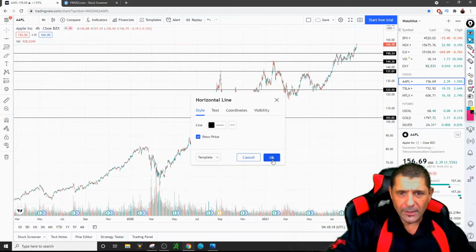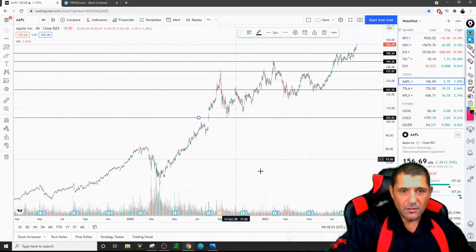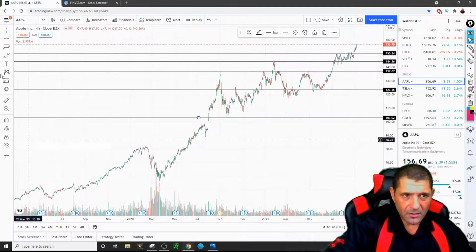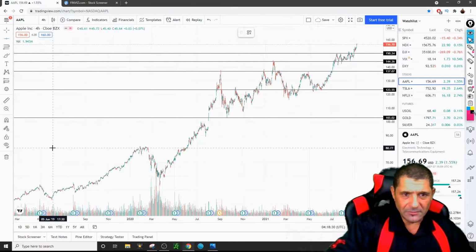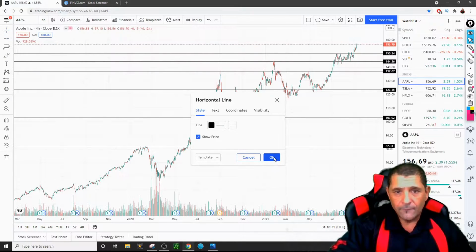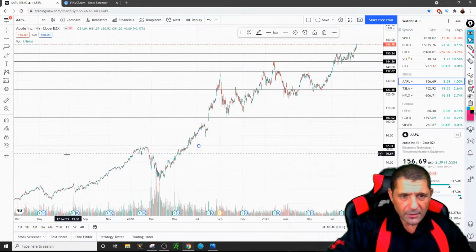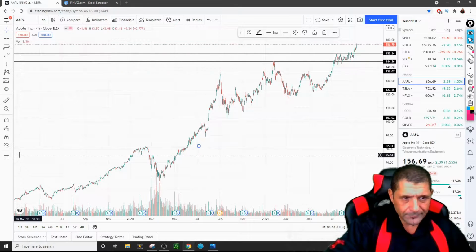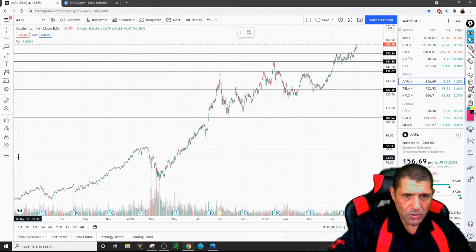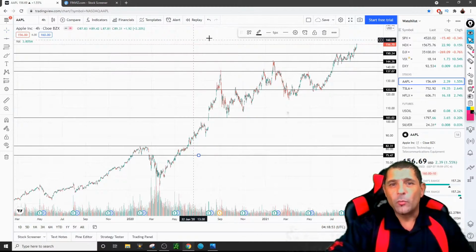Right after you've done that, you draw a few lines. If you like, you can draw a line down here too, because that's another line of support. Very important. And another one, if you like, down here. But make sure you make them the same color so you don't get confused. At this point we have a lot of lines.